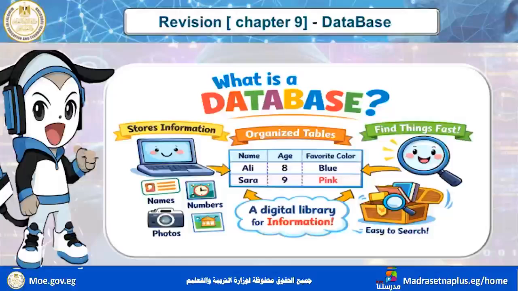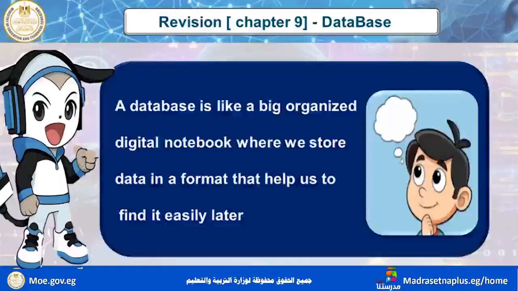Why we use organized table? Organized table is a suitable way for storing information and also for finding things fast and easy to search for information. What information we can store in database? Names, numbers, and photos. So a database is like a big organized digital notebook where we store data in a format that helps us to find it easily later.